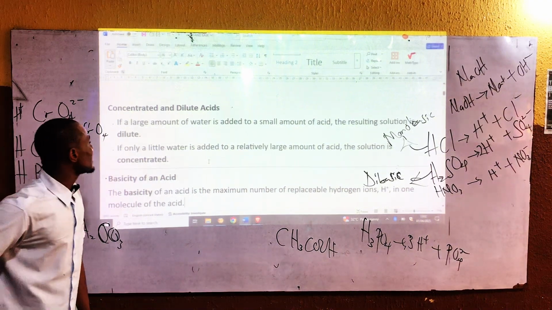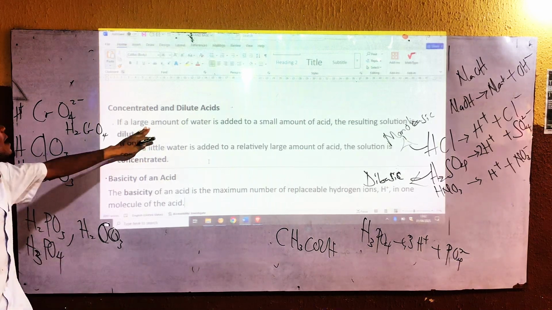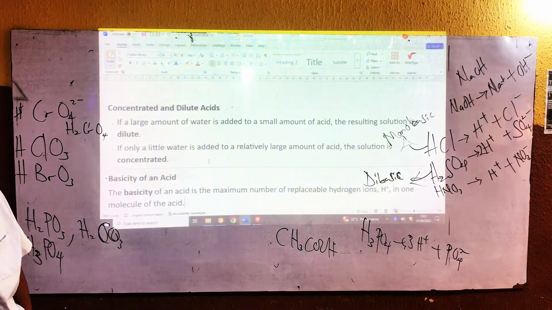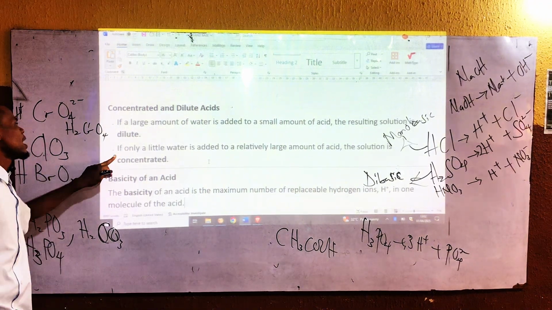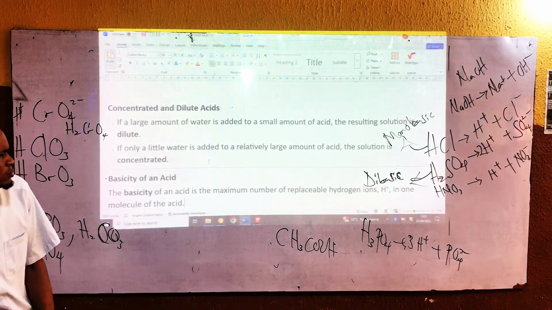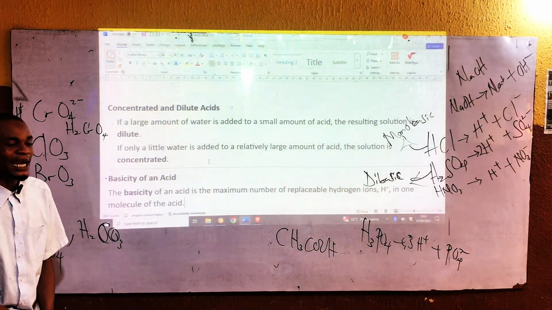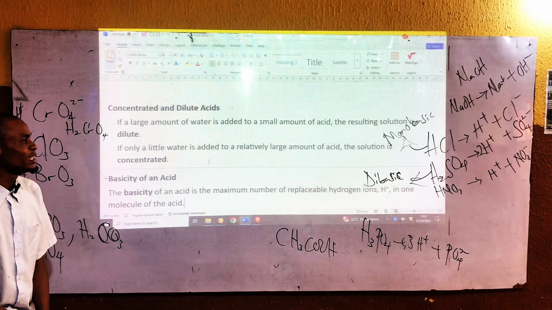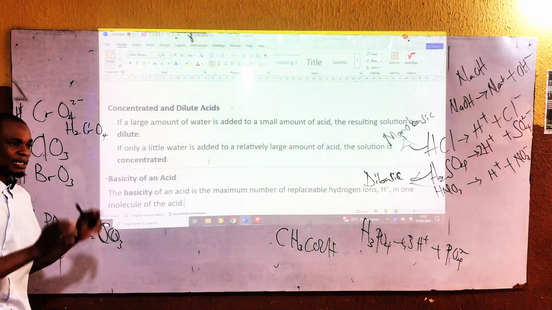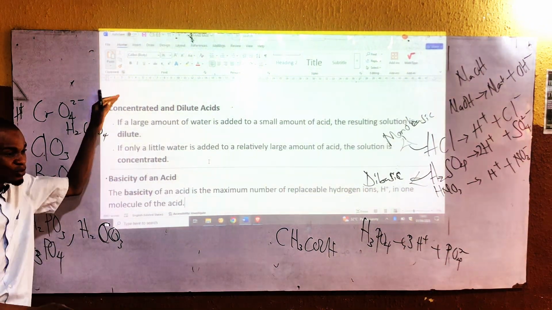Now, concentrated and dilute acid. Use a large amount of water to a small amount of acid, and the solution is dilute. When you add a large amount of water to a small amount of acid, we get dilute acid. But if I add water to a large amount of acid, the solution is concentrated acid. Very important. These are important terms, and questions come from them. You have to know them.